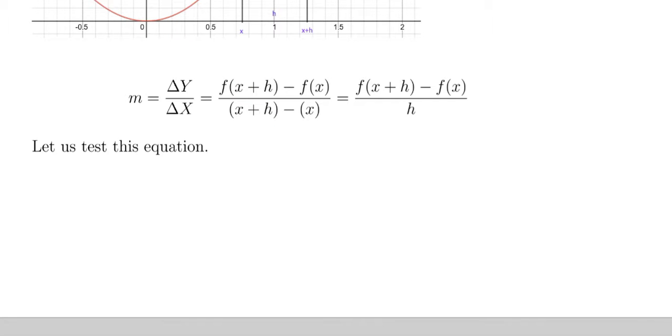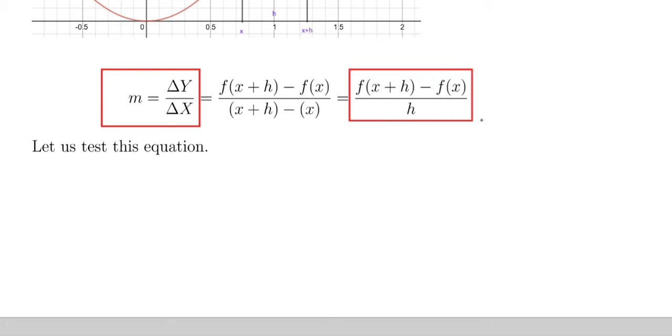We have this equation when calculating the gradient, which is delta y divided by delta x, the change in y divided by the change in x. How much does y change for every change in x? And if you utilize function notation, you end up with f(x + h) minus f(x) instead of delta y, and h instead of delta x. It is the equivalent of it, when describing a graph in terms of function notation.